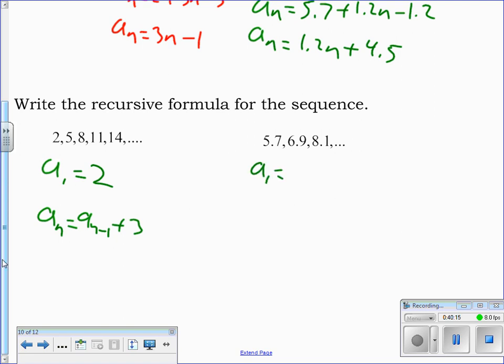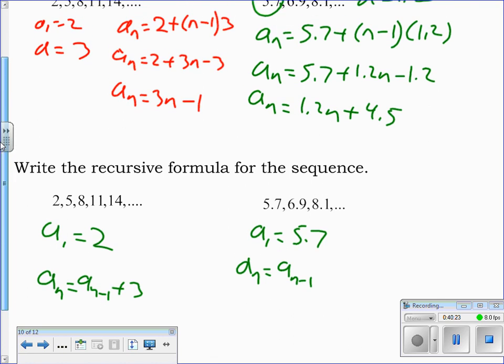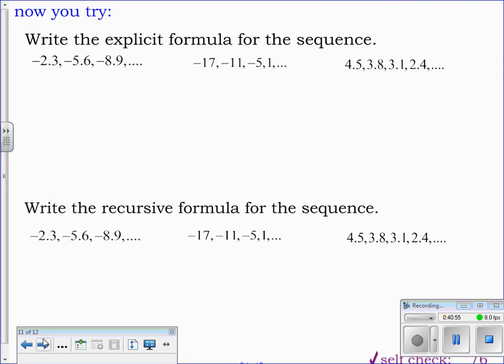A sub 1 is 5.7. A sub n is a sub n minus 1. And what was our D on this one? Our D was 1.2, so we have plus 1.2. Makes it easy that they're the same sequences. But look, it also shows that I can have more than one way to find a formula for a sequence. 2 different ways to find formulas for the same sequence. Which one do I prefer? Give me the explicit one any day. It makes it easier to do. But the recursive one is a nice one to have. Okay. Questions? Okay, do those.